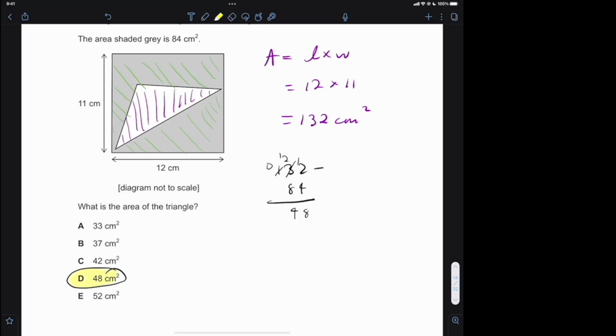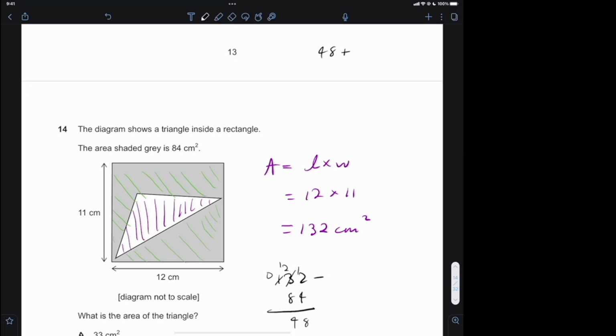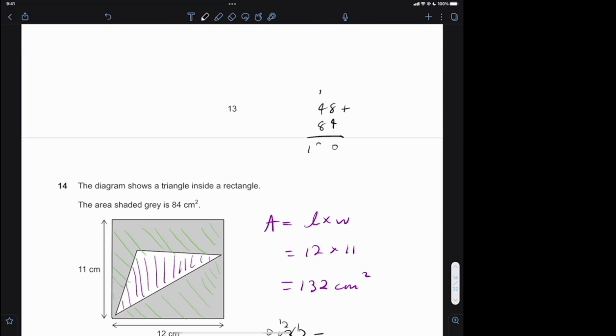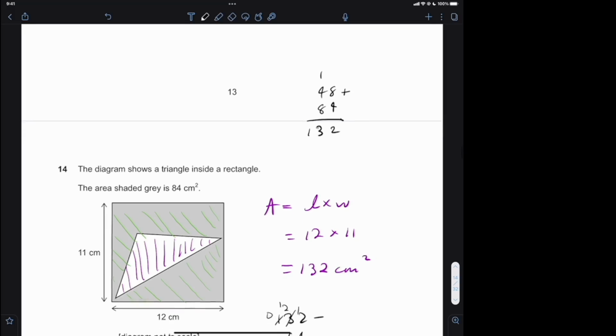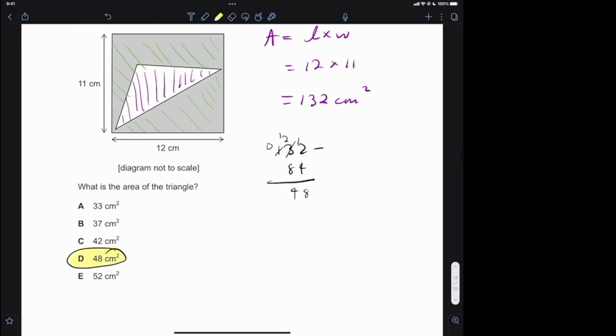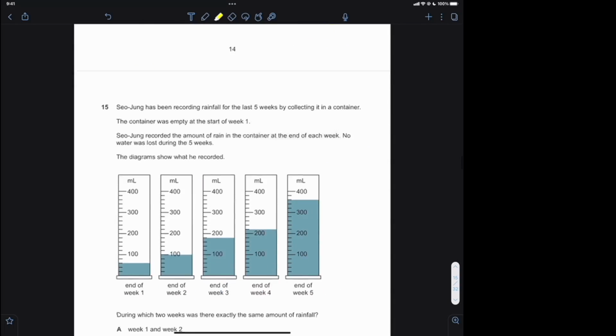And again, you can just check. Now, I always recommend, if you have time, to just quickly check if this lines up. So if the triangle is 48 and the gray shaded area is 82, let's just add them up, make sure it adds up to 132. Sorry, 48 and 84, and you can see that there we have 12, and then 1 plus 4 plus 8 is 13. So we have 132 here, okay? Apologies for writing 82. But yeah, we can see that this lines up. The 84 plus the 48 that we circled gives us the correct total area of that rectangle. All right, so that is question 14 done and dusted.